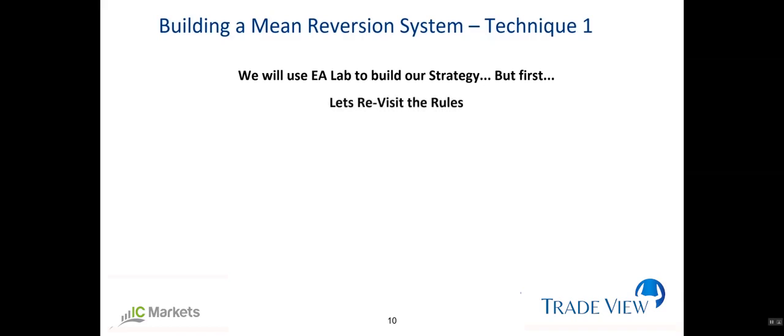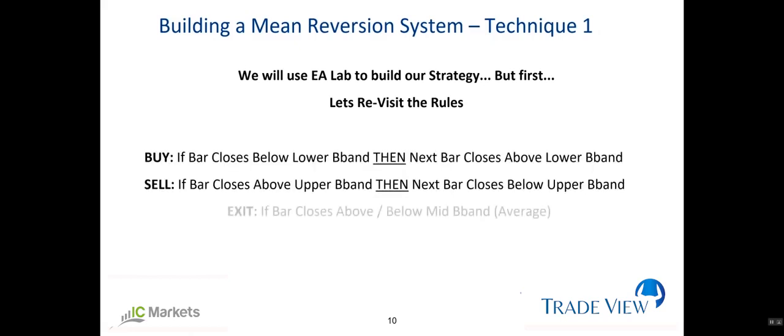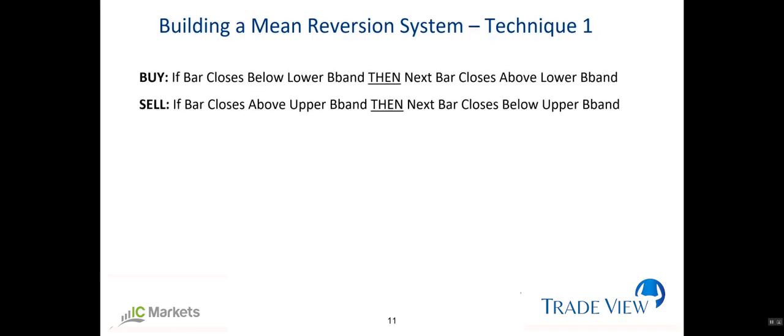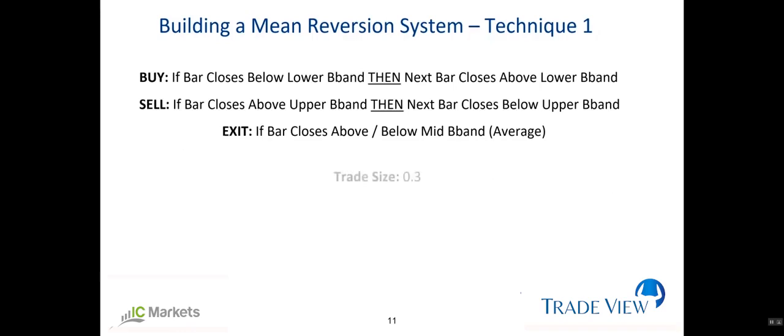First we'll just revisit the rules. For a buy trade, we need the bar to close lower than the lower Bollinger Band, and then we need the next bar to close above the lower Bollinger Band. And a sell trade is the opposite. We're going to exit if the bar closes above or below, depending whether it was a buy or sell trade, the middle band or the moving average. Alright, we've got those rules again.